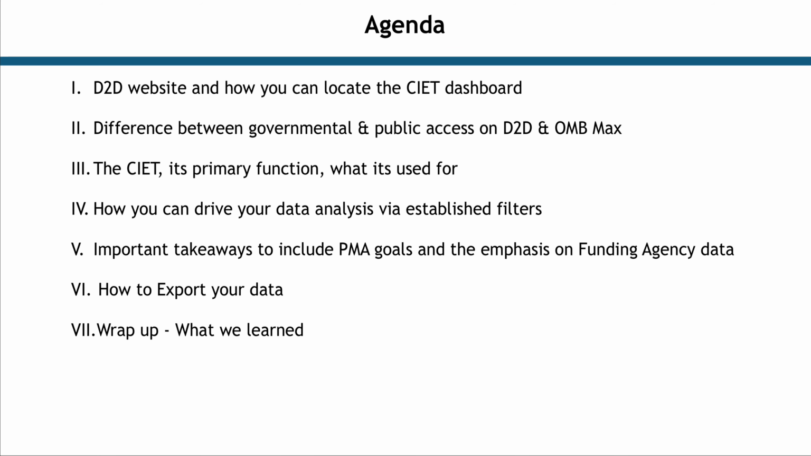Today's agenda will cover how to locate the D2D website and the Contract Inventory Exploration tool dashboard, the difference between government and public access on both D2D, and how to use your OMB Max password. The Contract Inventory Exploration tool, its primary use cases, how you can drive your data analysis using established filters inside the tool. Important takeaways that we will emphasize, including PMA goals, functionality within the dashboard, and emphasis on funding agency data, how to export your data, and finally, a wrap-up session as well.